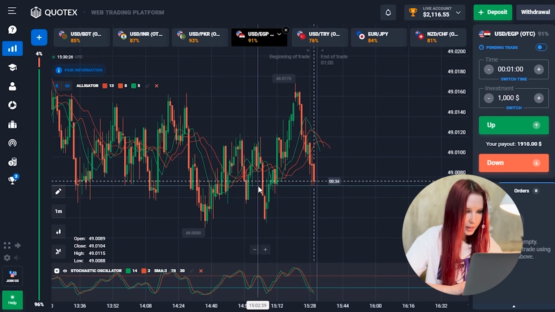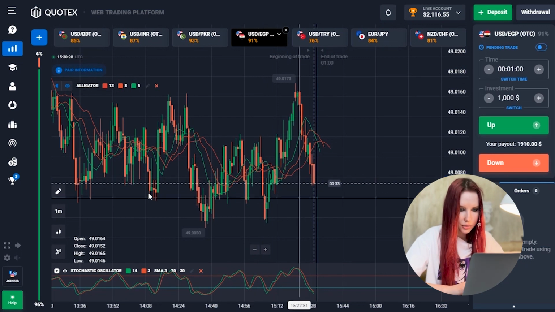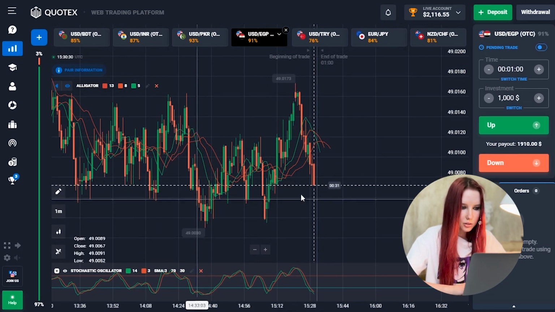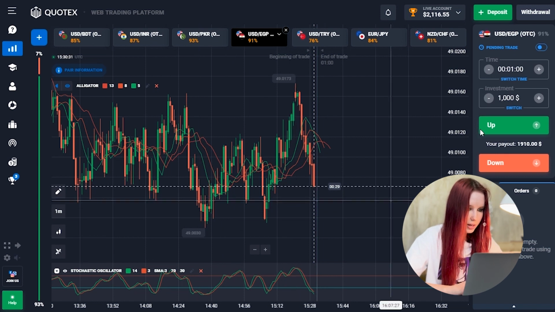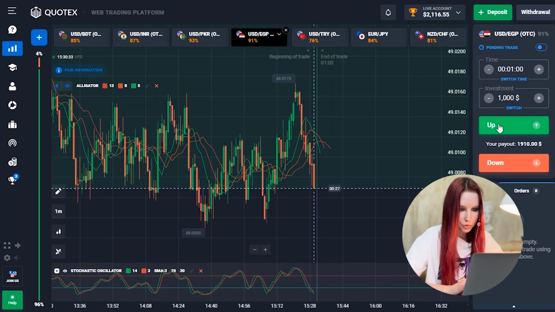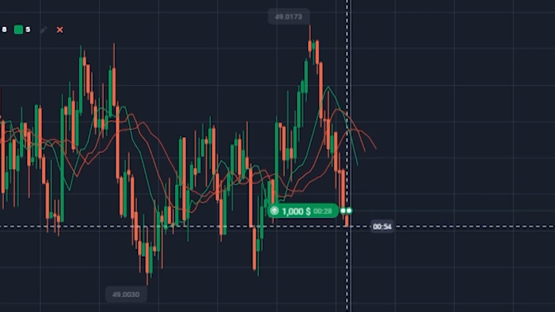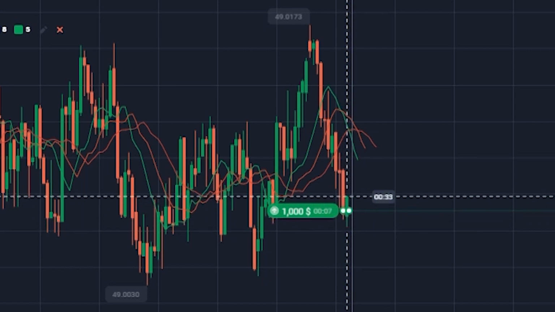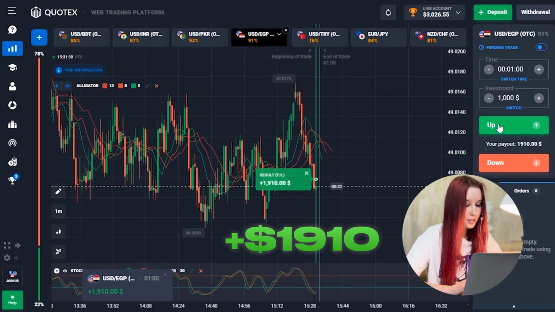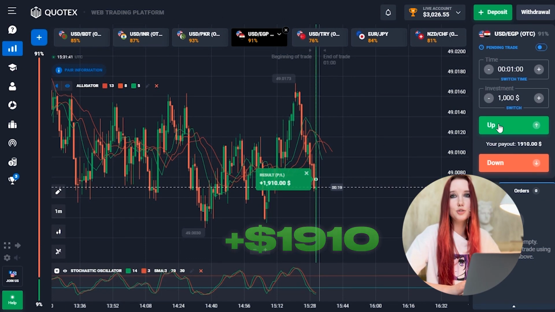And what do we see here? It's quite a difficult situation. Here the lines on the alligator indicator intersect, and I want to open a down trade here. It was a really crazy decision, guys. Don't even do this. Please don't repeat my mistakes. Fortunately, I won, but it was risky enough. Okay, anyway, I'm lucky and I'm making a pretty good profit.